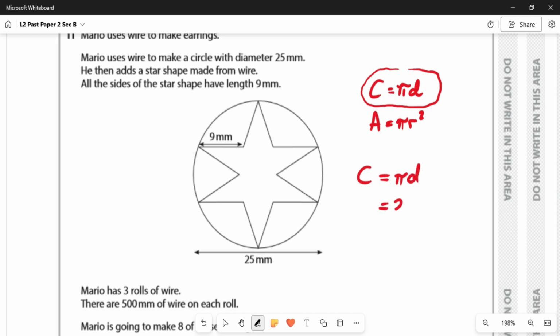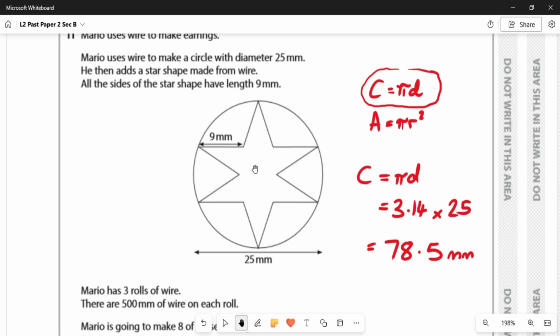Pi is going to be 3.14, and on the front of the paper it should say that as well. Times by D, well, D is the diameter, which is 25. Yep, let's type that in the calculator. So 3.14 times 25 gives me 78.5, and that's going to be millimeters. Okay, so that's the length of the circumference for one of these earrings.